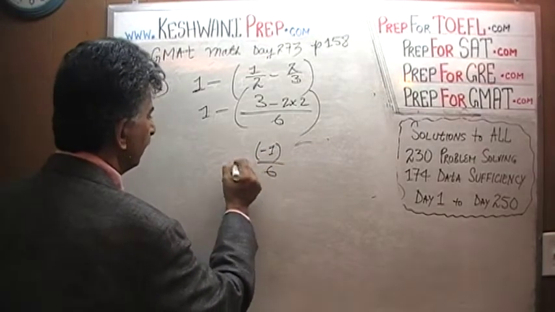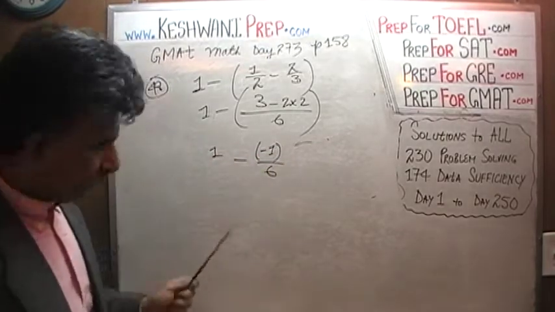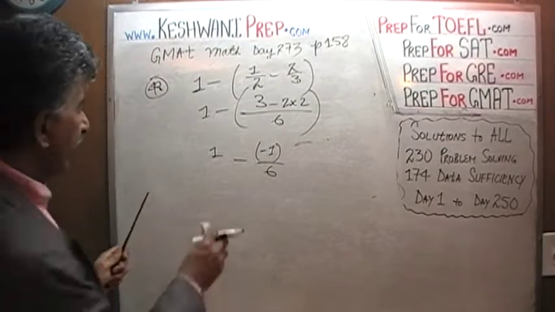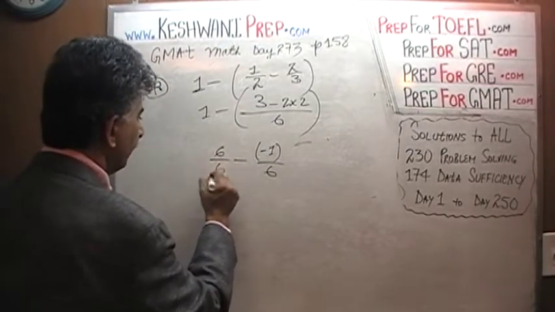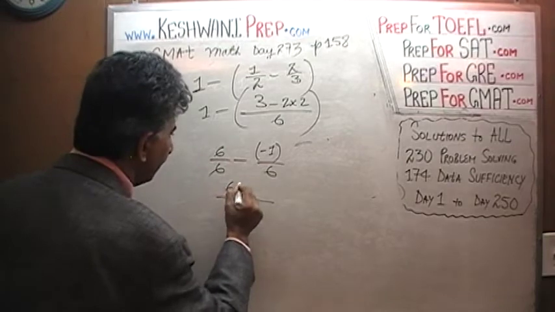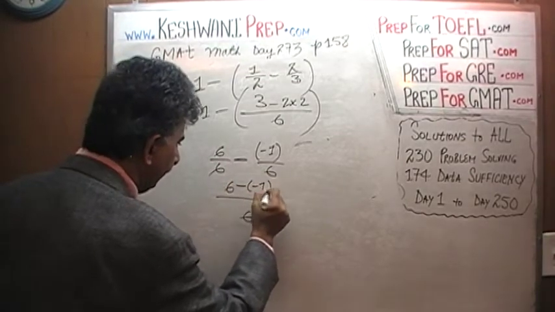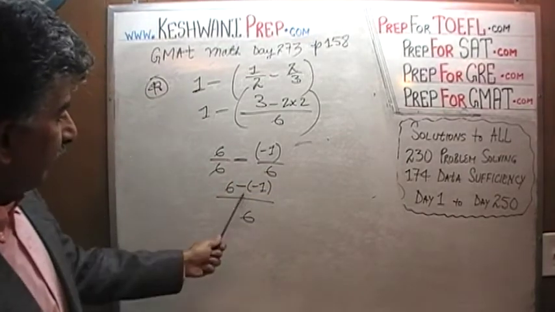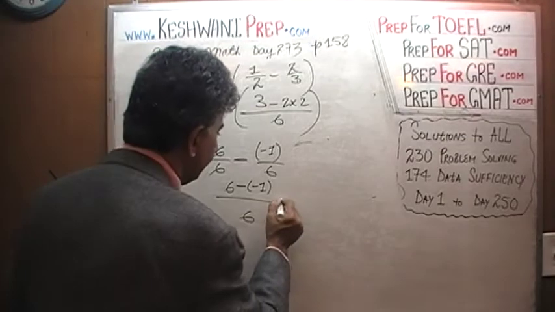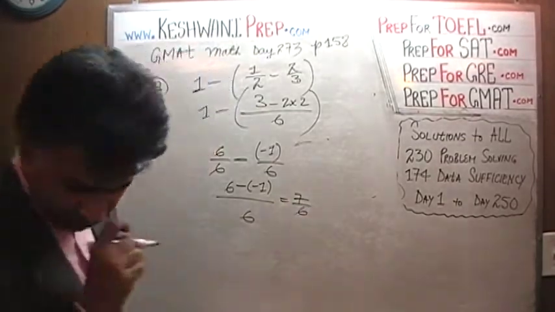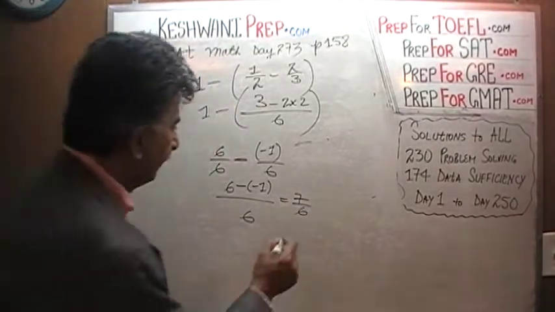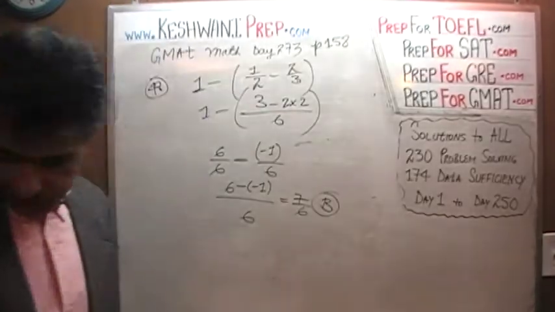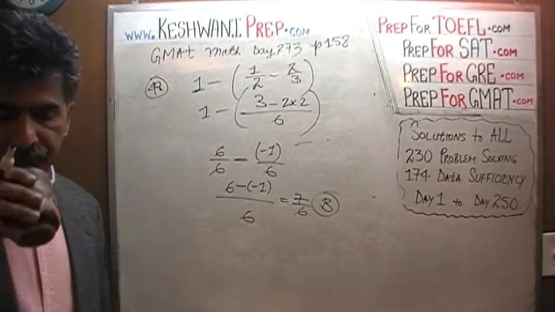Negative 1 over 6, minus 1. 1 minus negative 1 over 6, and that can be written as 6 over 6. So we end up with 6 minus a negative 1. This is where you have to pay attention. This negative and negative will become positive, and we'll end up with 7/6, and that's answer choice B. Let's go to the next one.